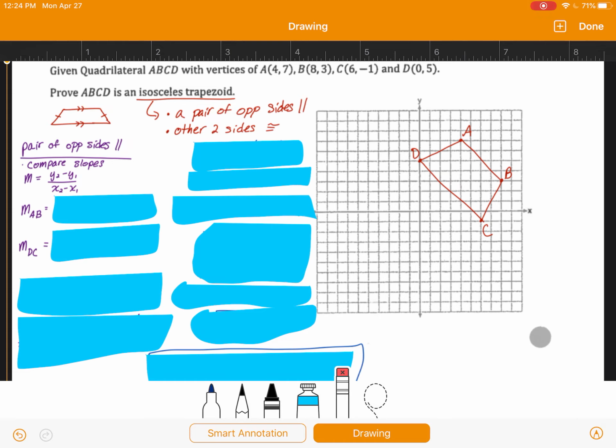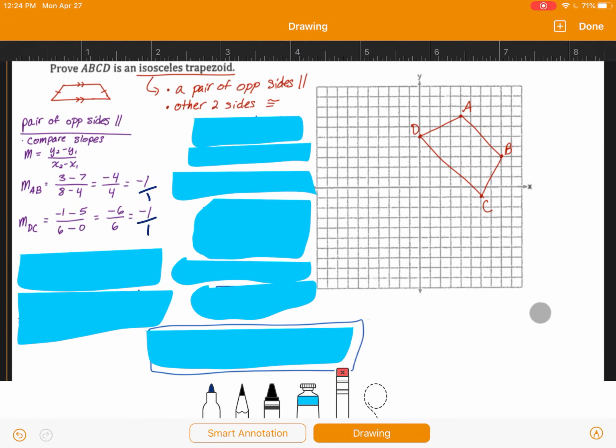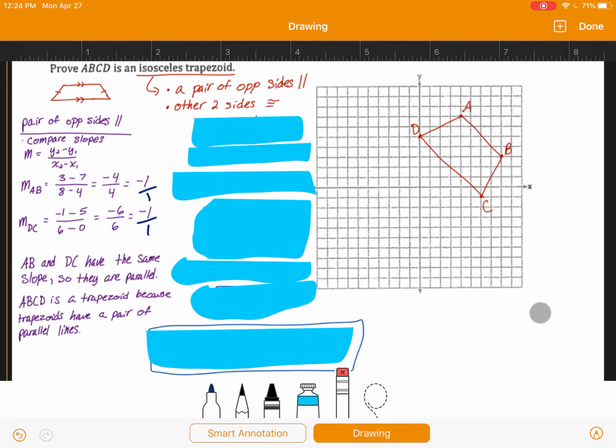And when you plug into the slope formula, you're going to get the same thing for both. And if you just had -1 or if you had -1/1, those are really the same thing. So it doesn't matter if you've got something slightly different there. And since those 2 have the same slopes, that means they are parallel. And if you have a quadrilateral that has 1 pair of parallel sides, it's going to be a trapezoid. So you have to make sure that you have the words as well, because the words are half of your proof. It's very important to have those, because that way we know why you did the slope formula.